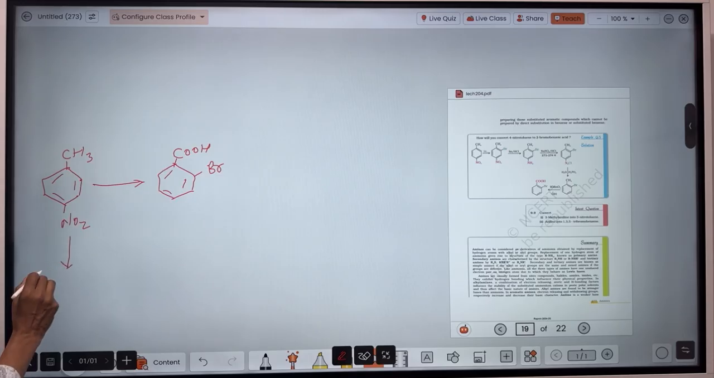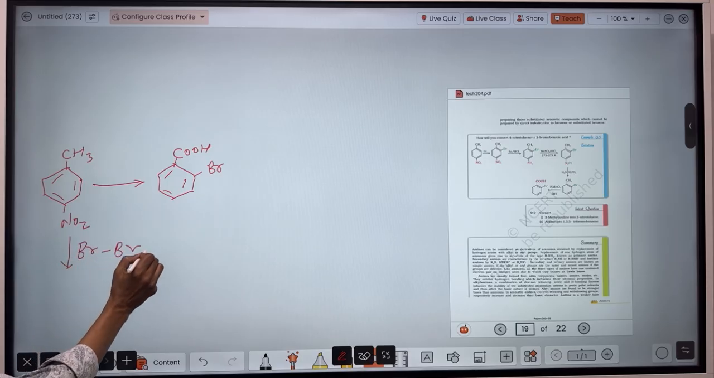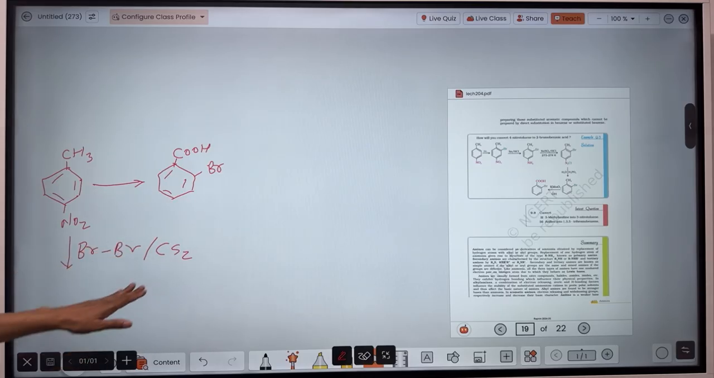So how will you attach the bromine? This reaction here is bromine in presence of CS2. One bromine with a nitrogen here, NO2 is a meta-directing group, and CH3 is an ortho-para-directing group. With respect to the methyl group, there is already an NO2 group at the para position.